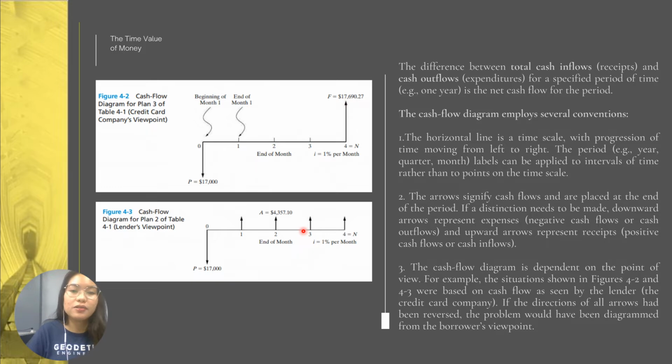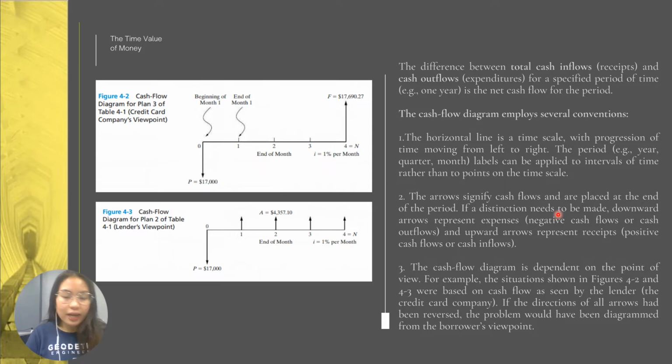If you can notice, all the cash flows have been placed at the end of the month. See here, month 1, end of month, to correspond with the convention we use in our example. In addition, a viewpoint has been specified. So here, allow me to mention the following several conventions of the cash flow diagram.